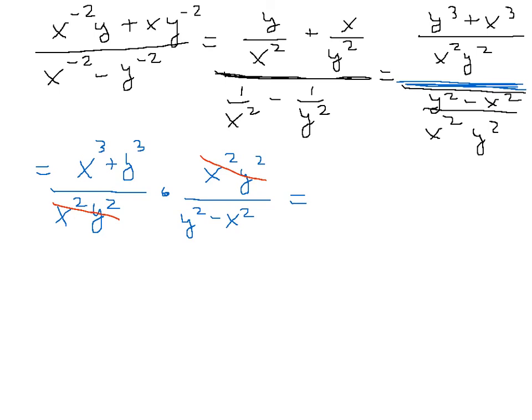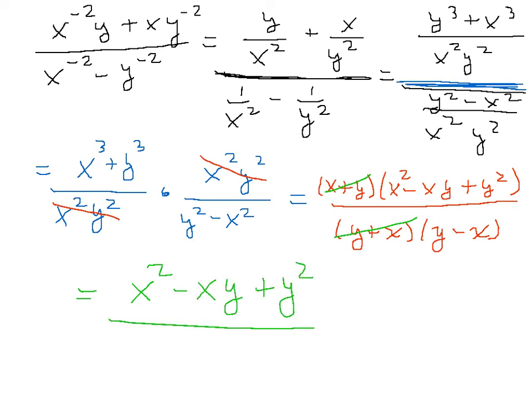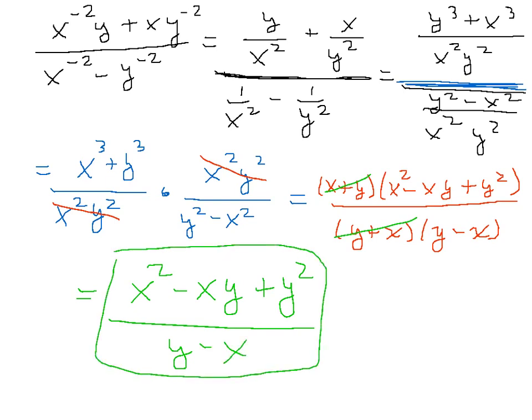So let's write out what we get now. So this is a good problem because it reminds you about different types of factoring. Here is how the sum of two cubes factors, and here's how the difference of two squares factors. And so what I can do now is simplify, and x plus y and y plus x are the same, and so finally I'm left with x squared minus xy plus y squared all over y minus x. And there you go. That was a long problem, but each little step should be doable.